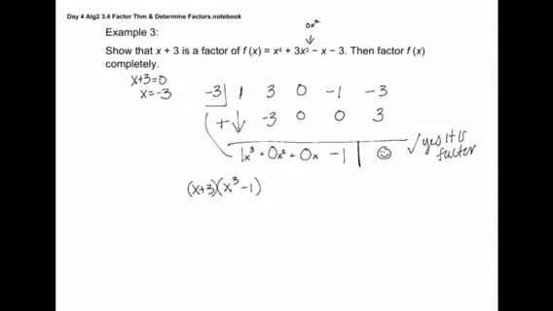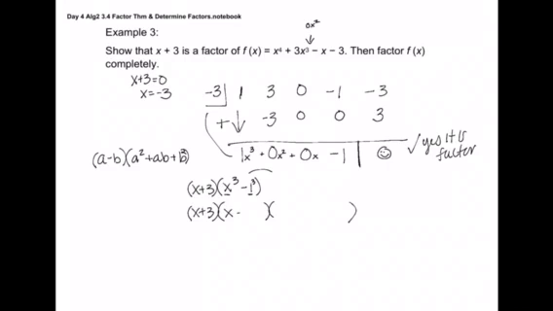I recognize that this is the difference of two perfect cubes because we can actually write 1 cubed as 1 to the third power. Our x plus 3 factor stays the same. We then need to use our difference of two perfect cubes: a minus b times a squared plus ab plus b squared. So my a is x, my b is 1.